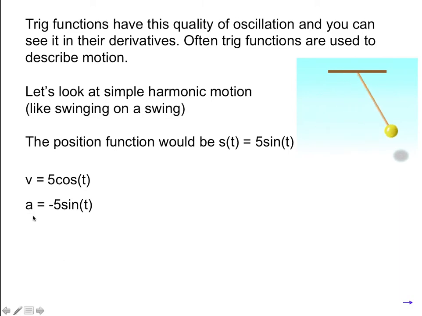And then we're going to take the derivative one more time. And this is a new one. This would be the third time we've taken the derivative. And we call this jerk. And so if we take a derivative of this, the minus 5 is a coefficient. We're just going to bring that down. Derivative of sine is cosine. So we get minus 5 cosine t.